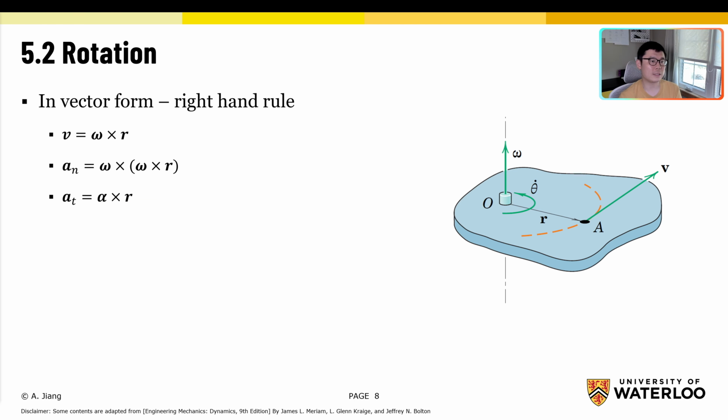We can also do this in vector form. The direction of them will be given by the right-hand rule because we're doing the cross product. v is omega cross r. a_n is omega cross, omega cross r; we'll do the inside bracket first. And a_t is alpha cross r. Be careful. The order matters. It's omega cross r, not the other way. Otherwise, you will end up with the wrong direction. Since we're doing the cross product, please be careful about the direction, using your right-hand rule properly as needed.